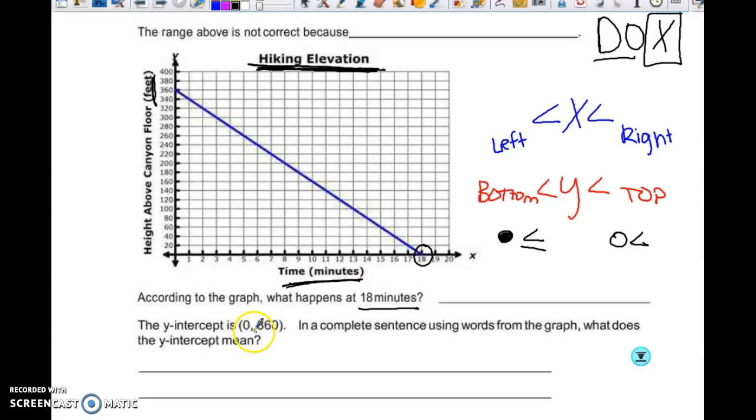And the last one, the y-intercept is at 0, 360. In a complete sentence using words from the graph, what does the y-intercept mean? So again, this is the y-intercept. All right, and what is the y talking about? The y is now talking about height above canyon floor in feet. So use a sentence to describe what the y-intercept means.